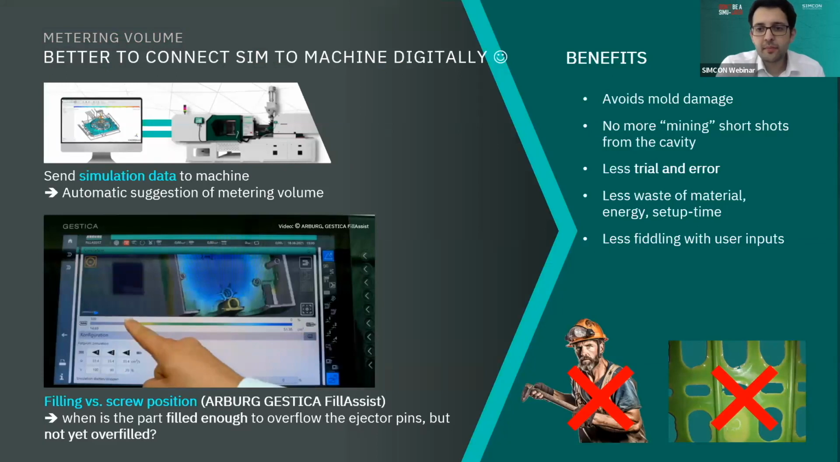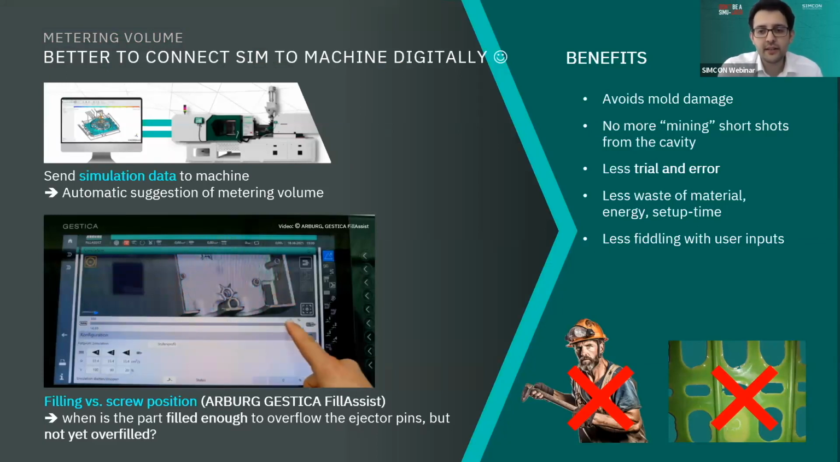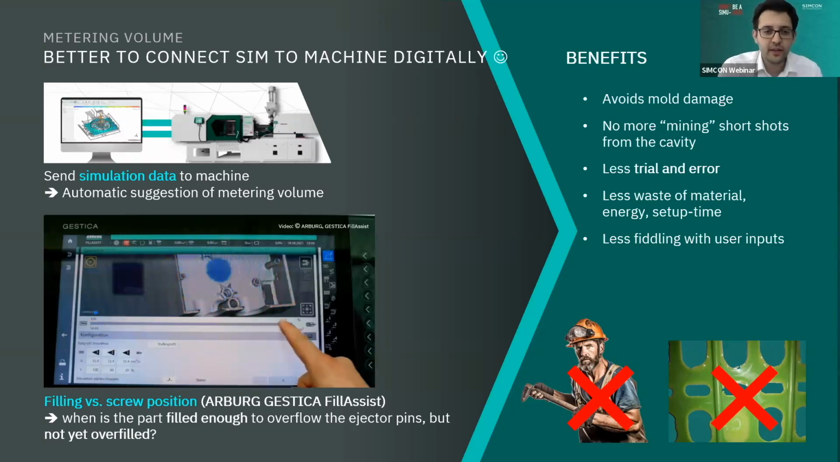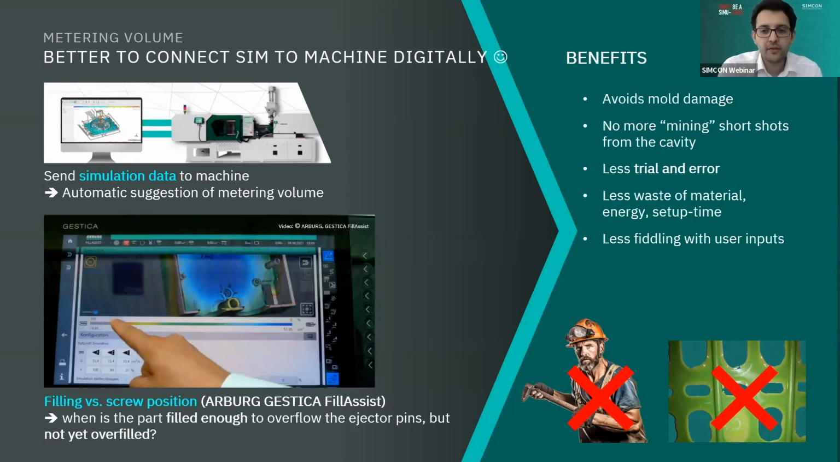It is much better to use the simulation. The filling behavior and settings are already set in the simulation and can be sent to the machine. Shown here in the Arburg Fill Assist on the left side in the video that's playing. You can see that by using this slider, you can see how much the filling level is inside the mold, and if you know where your ejector pins are, then you can see where to start with your filling study.